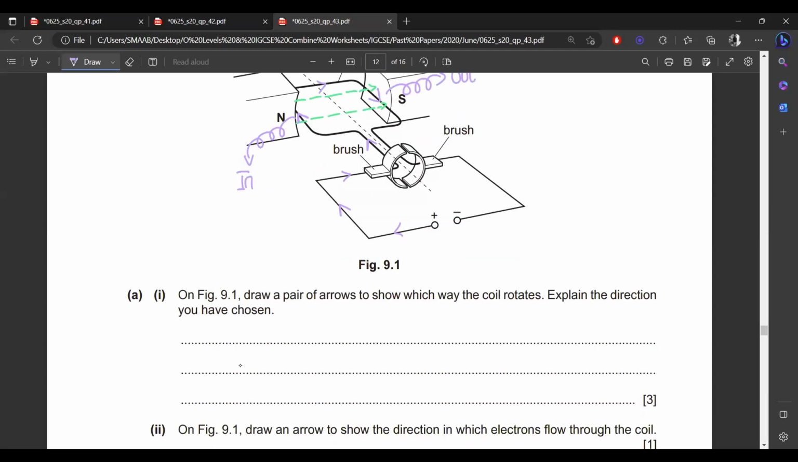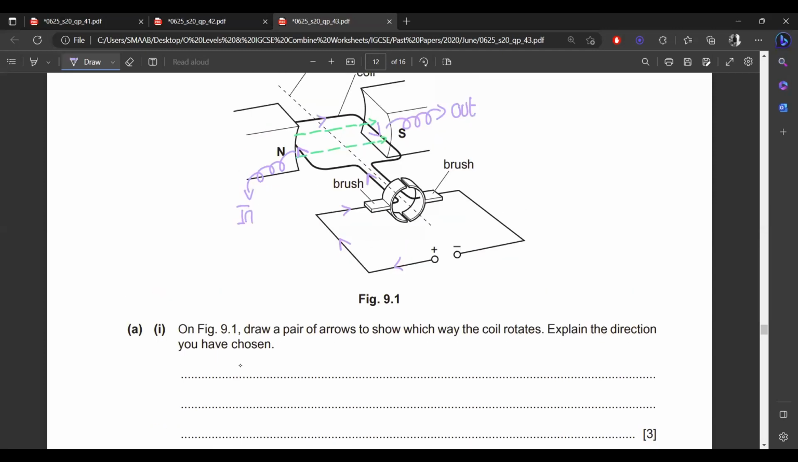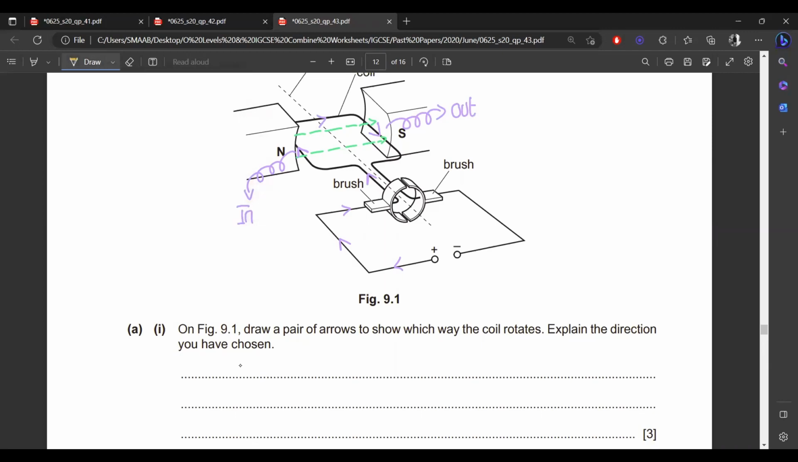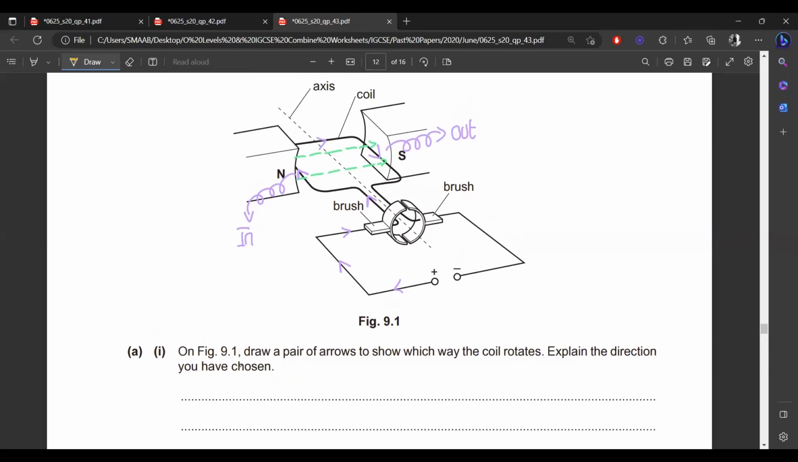So now we need to explain, oh, sorry, before that we need to draw two pairs of arrows. Now we can easily identify the direction with the help of Fleming's left hand rule. So let's try Fleming's left hand rule. Remember the directions, right? Forget this diagram, which is the actual direction of this diagram.